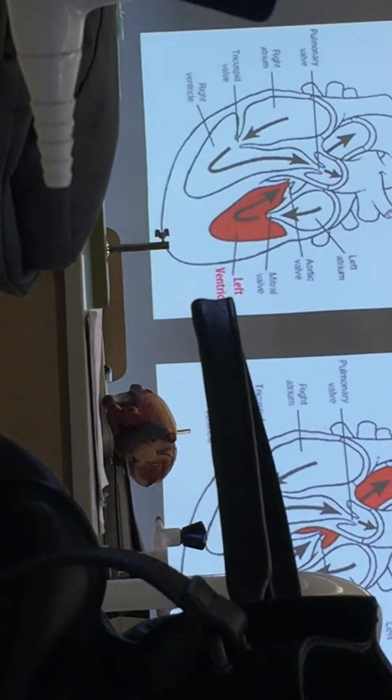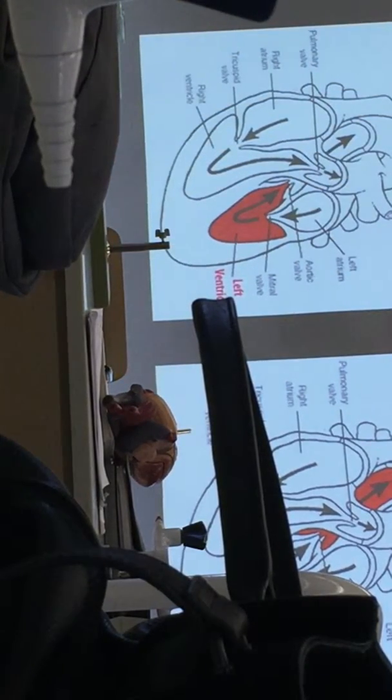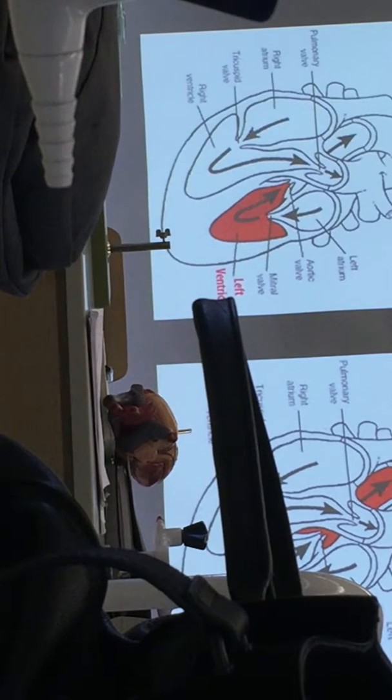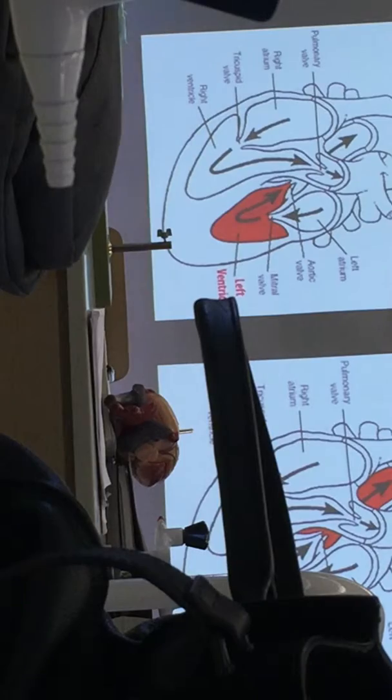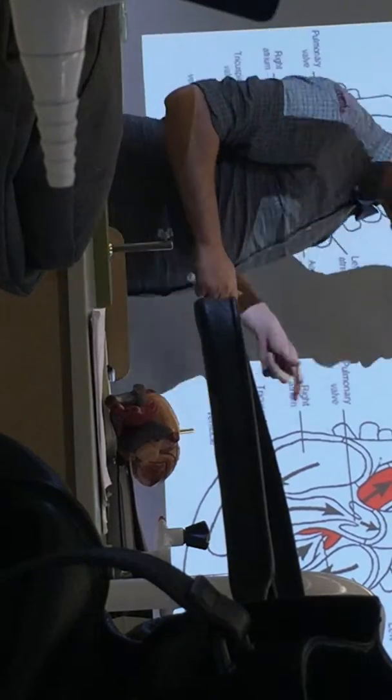And essentially the aorta takes the blood back out to the rest of the body. So you're back where you started from. The aorta takes blood back out to the body, so you've made one giant circuit. So aortic valve, aorta, back out to the body.